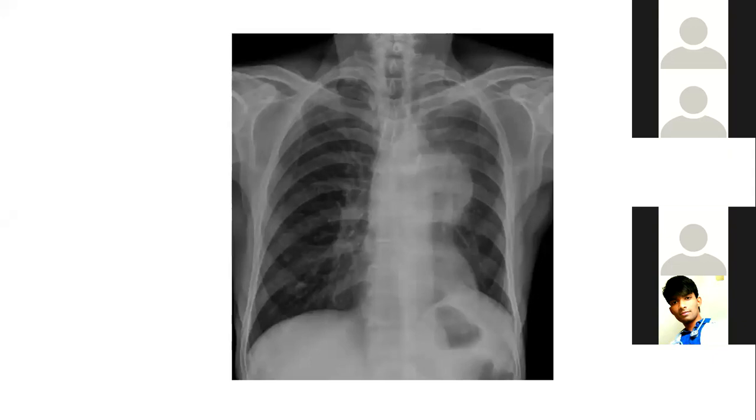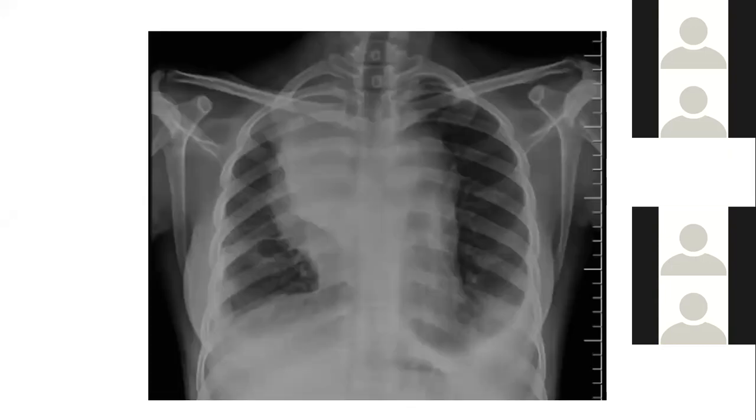Okay, so Silhouette sign we must have read when we talk about how to identify the segmental atelectasis, which segment of the lung is atelectatic based on Silhouette sign. So the same thing can be applied to mediastinal masses also to depict from which part of the mediastinum the mass is arising. Yeah, so what is this again?